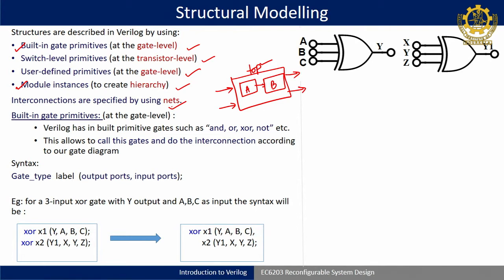We already discussed what is synthesis. That means if I am writing Verilog code, I will pass it through a synthesis tool, then the output will be generated as gate level. That is only possible in the first and fourth case, built-in primitive gate and module instantiation. In between, the switch level and user defined primitives are only used for simulation. These two are only used for simulation.